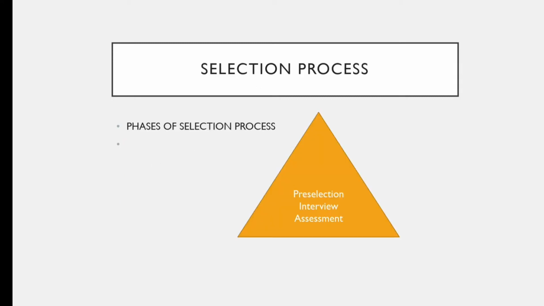Then comes the selection process. The selection process has three main phases. First one is pre-selection, second one is interview, third one is assessment. What do we mean by pre-selection? It's a part of recruitment and it involves defining the job and deciding what type of candidates are required. So here we are choosing the type of candidates we require. During this stage we are checking the applications and scrutinizing them, otherwise we call it shortlisting them for the interview.